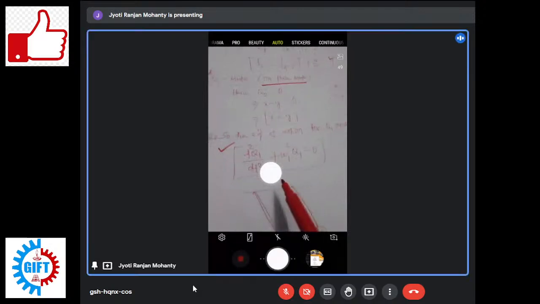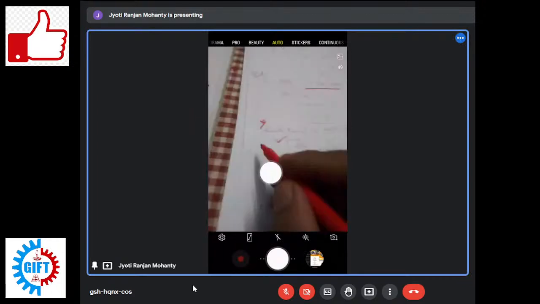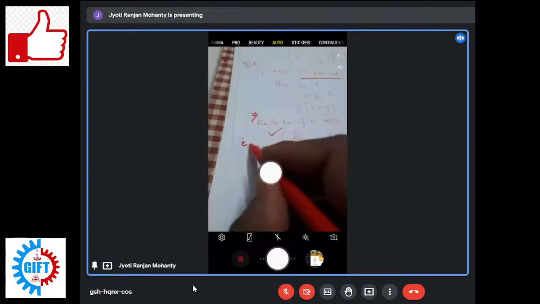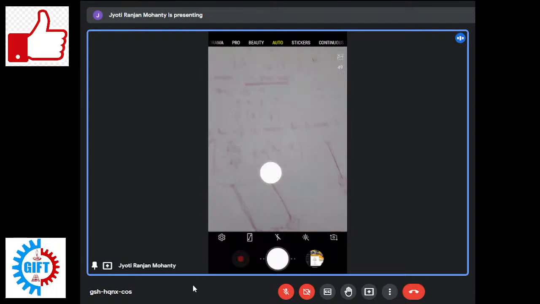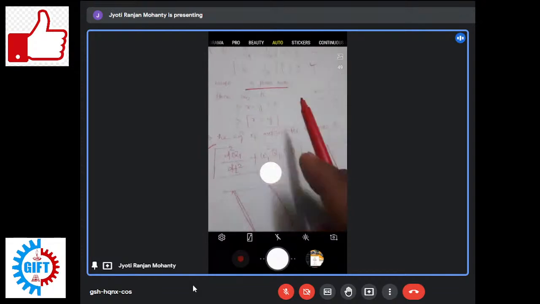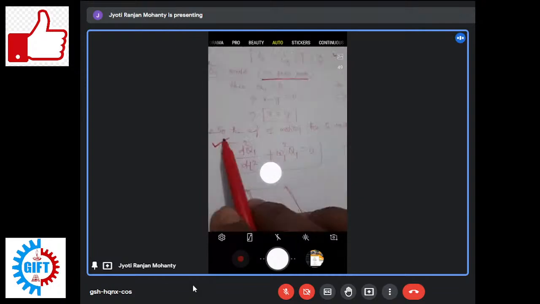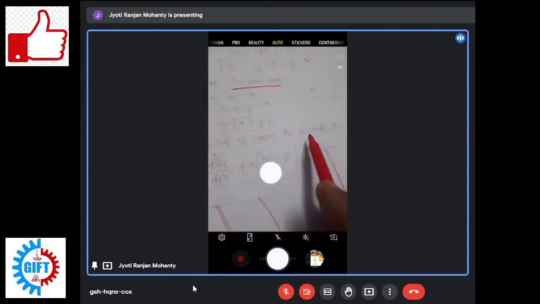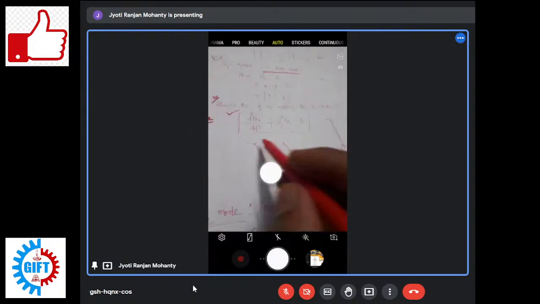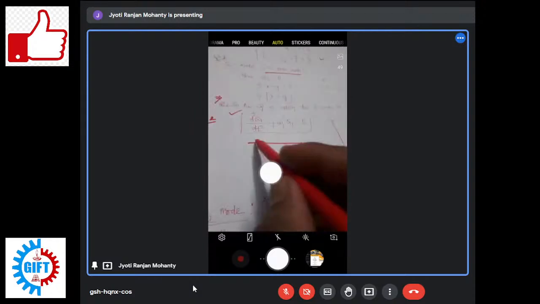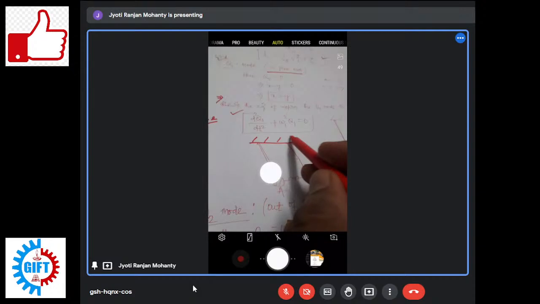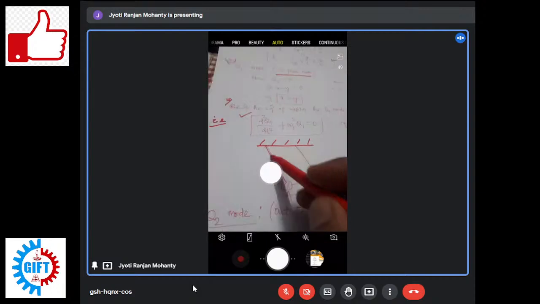If the initial conditions are so chosen that x is equal to y, that means both the bobs are displaced by the same amount and in the same direction, then Q2 is equal to 0. So the equation of motion for Q1: this is our rigid support. This is the string. The bob is attached here.